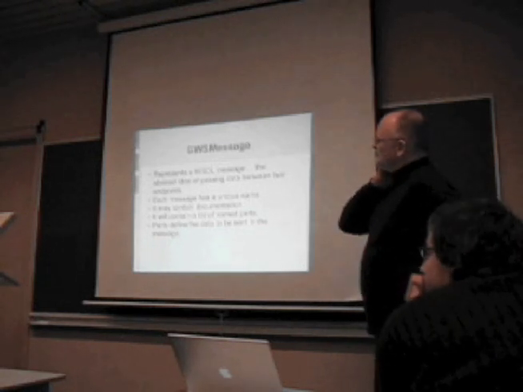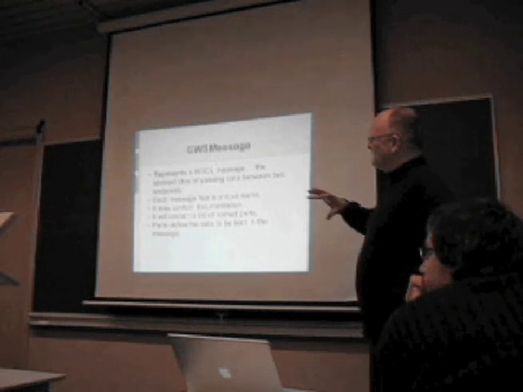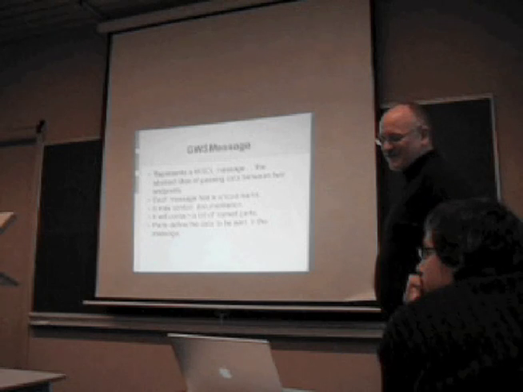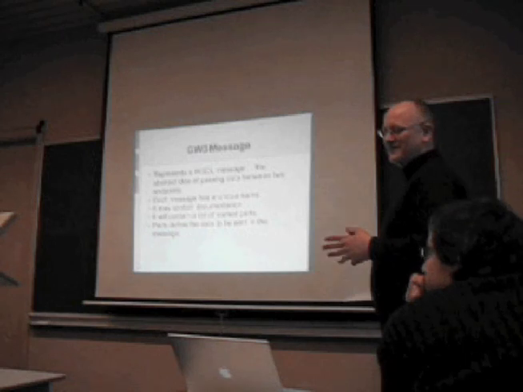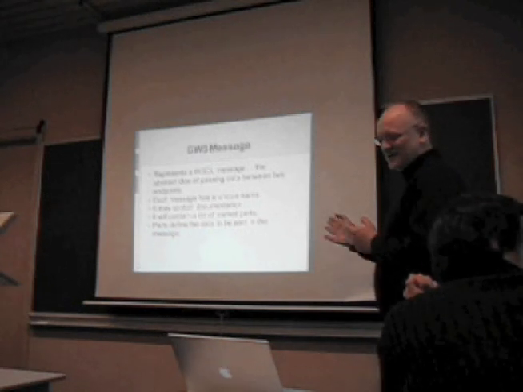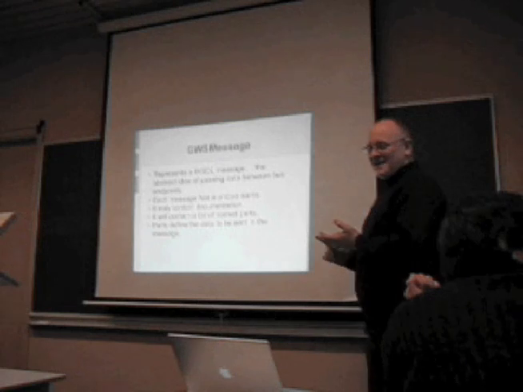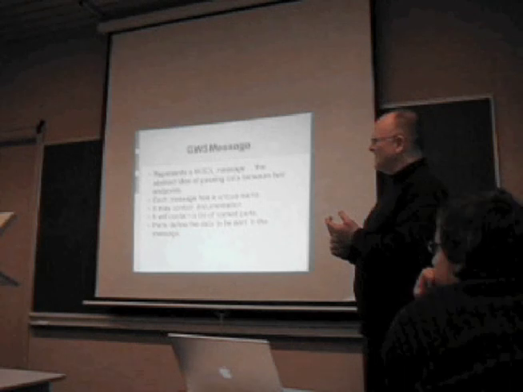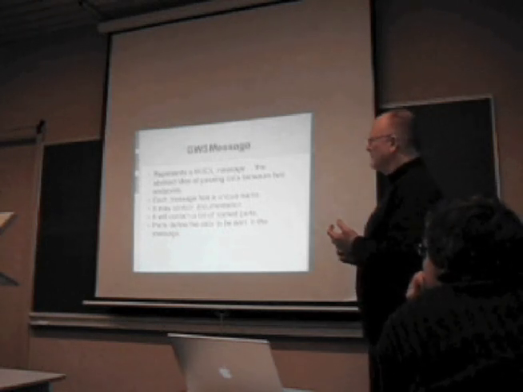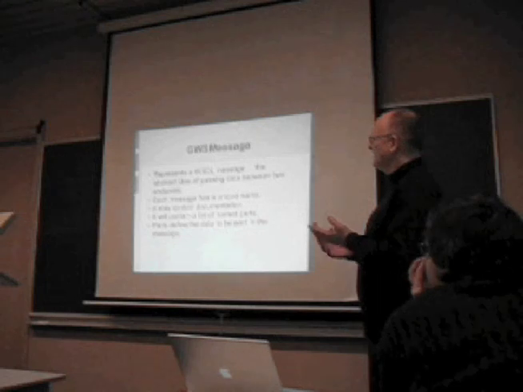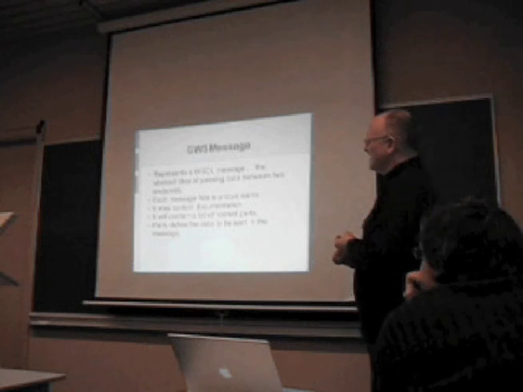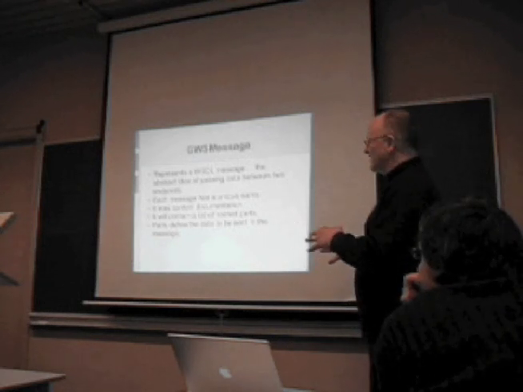So, the GWS message, which is the XML message, is the abstract idea of passing data between two endpoints. So it just says, here's the server, here's the client, we're passing this data between the two. It can contain documentation, so there's an element in there in the XML that can document what that message is supposed to be for, how it's supposed to be used. It will contain a list of named parts. Those are the actual data items that go to make up that particular message.